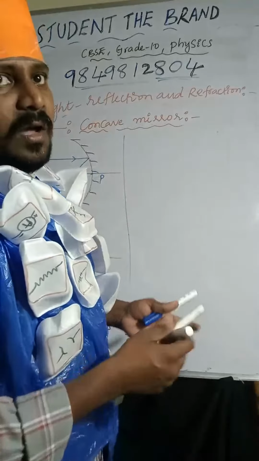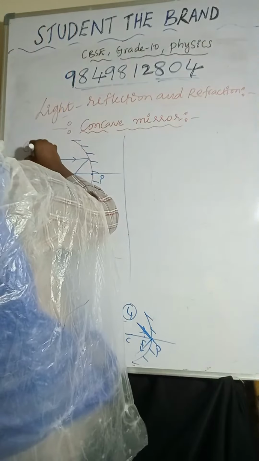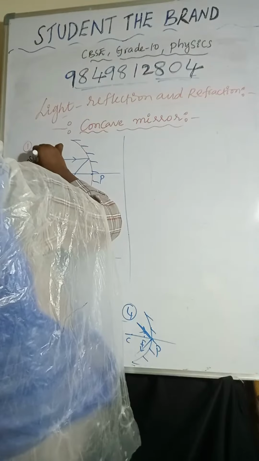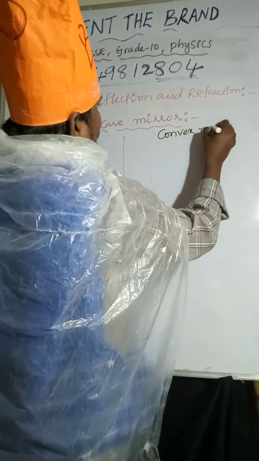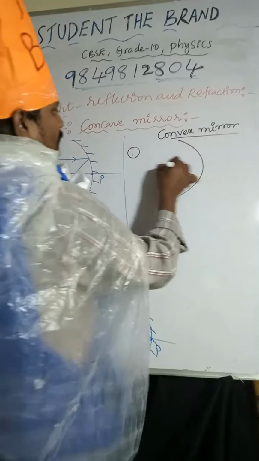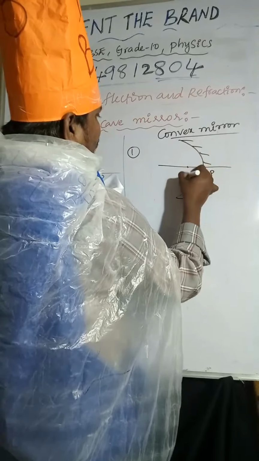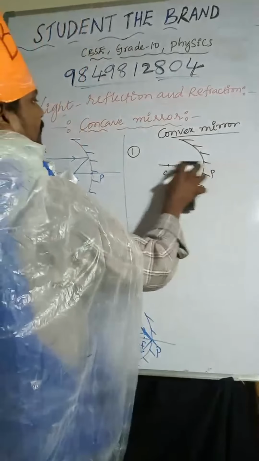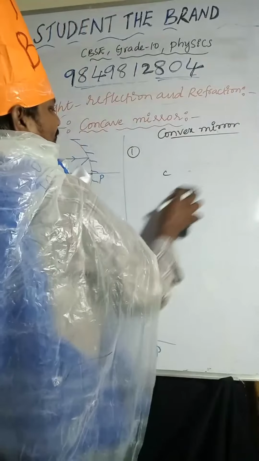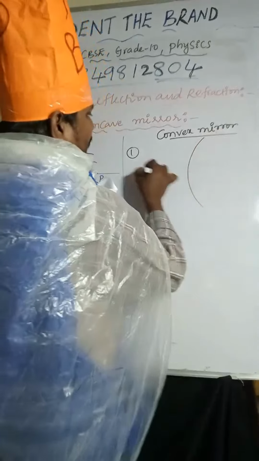Next we will discuss convex mirror. This is a concave mirror. Next, convex mirror. Pole, focus, center of curvature. Oh, sorry. This is concave mirror, this one. And this is a convex mirror.